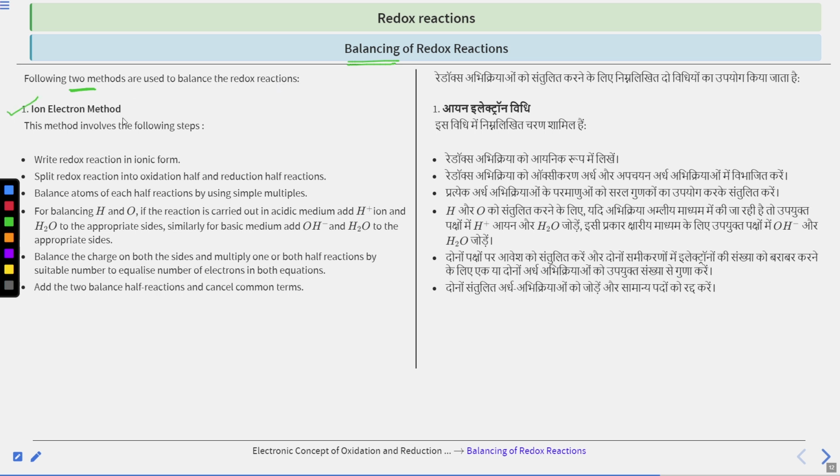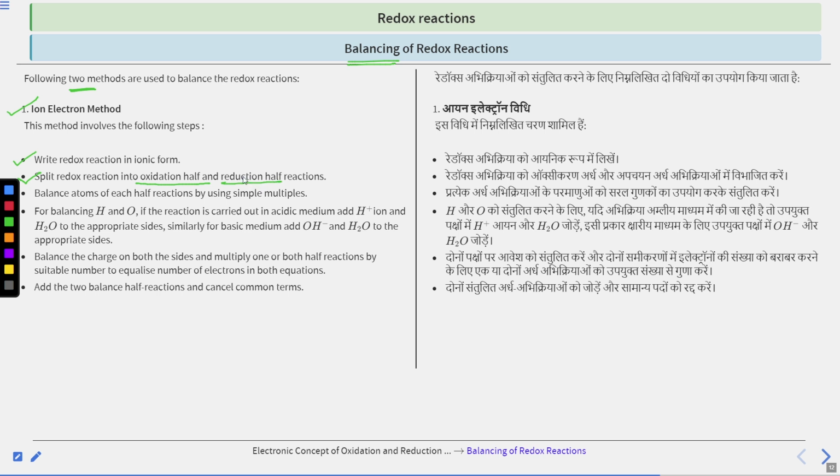First, the ion electron method. This method involves the following steps. First, write the redox reaction in ionic form. Whatever redox reaction you want to write, just write it in the ionic form. Then split the redox reaction into an oxidation half reaction and a reduction half reaction.